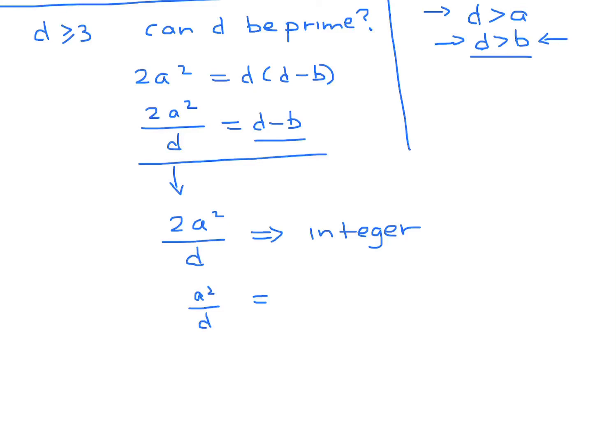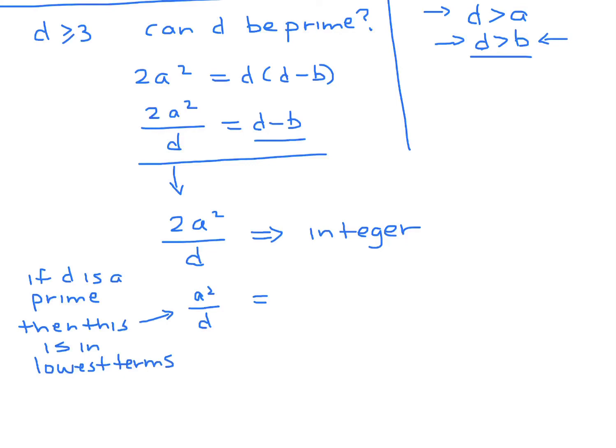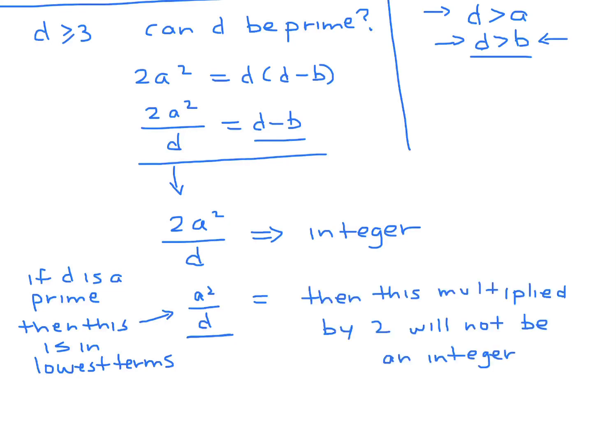Now here's where we start talking about prime numbers. If d is a prime, then that expression is in lowest terms, right? You cannot make it any lower if it's a prime number. Prime numbers are not divisible by anything other than themselves and 1. And if that is the case, then there's no way you can make this an integer by multiplying by 2.